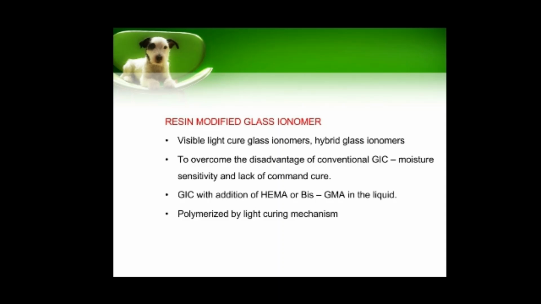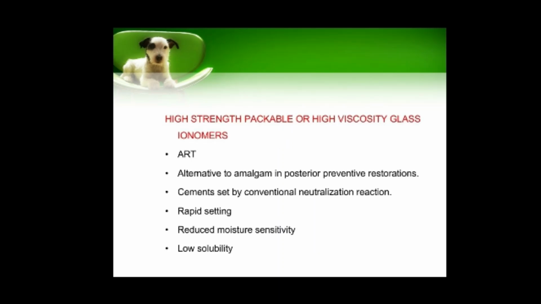Resin modified glass ionomer cement. It is the visible light cure glass ionomer or hybrid glass ionomer cement. It was developed to overcome the disadvantages of the conventional GIC, that is, the conventional GIC has moisture sensitivity and lack of command cure. Thus, along with GIC, the addition of hydroxyethyl methacrylate and bis-GMA in the liquid is done to overcome this disadvantage. It can be polymerized by a light curing mechanism.